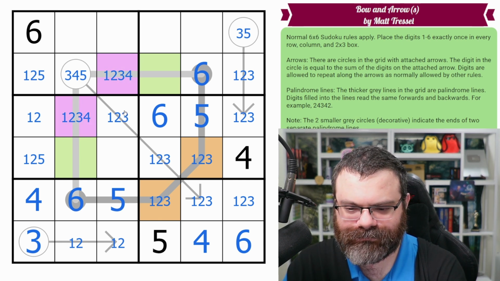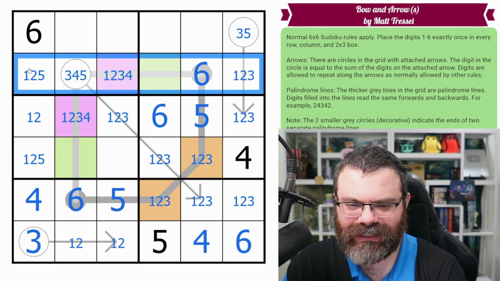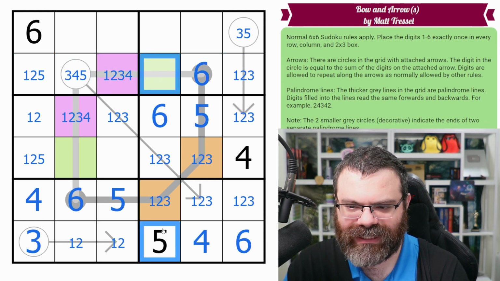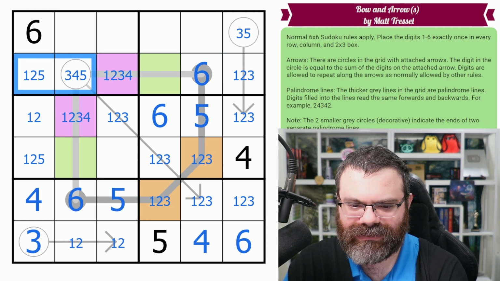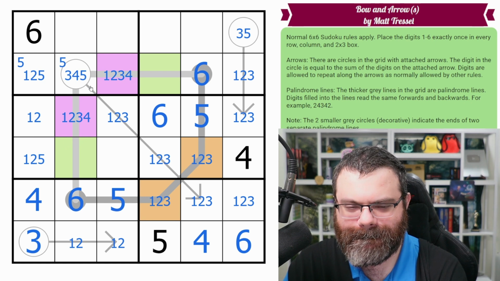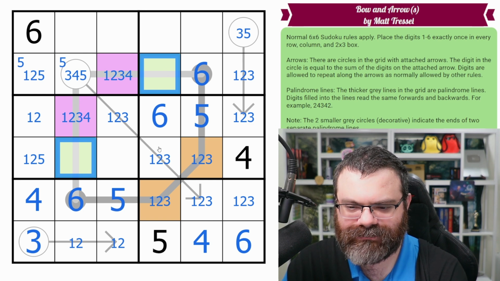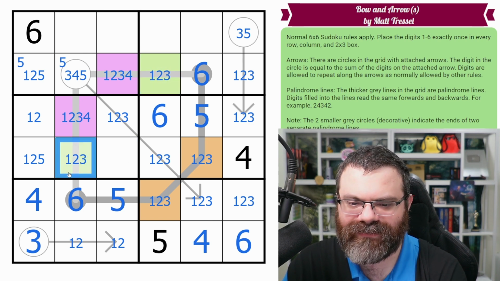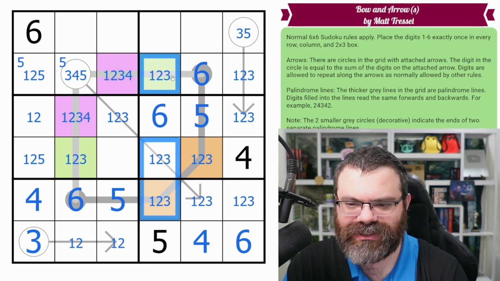5 in this row. So one of these two, because this can't be 5. I suspect it's the circle, but I'm not sure. These can't be 6 or 4. So these are 1, 2, 3, 5. That's not a 5, so that's not a 5. Right, okay. So that's a 1, 2, 3 triple there.